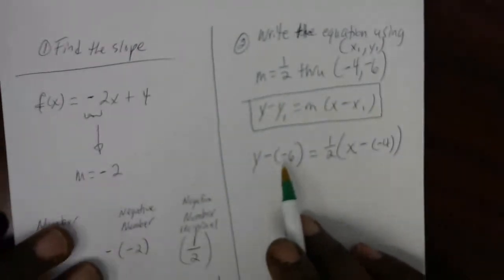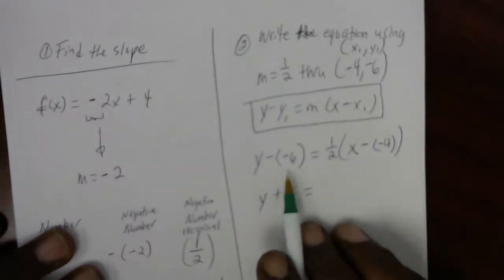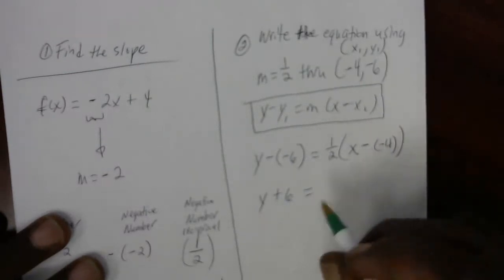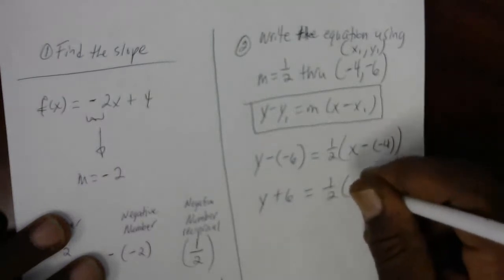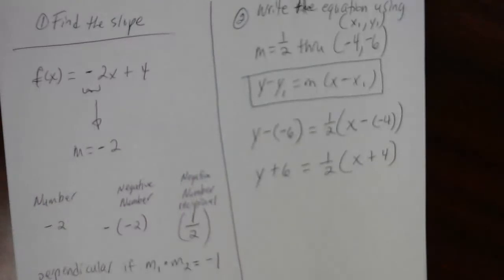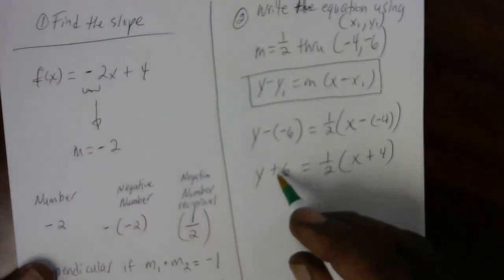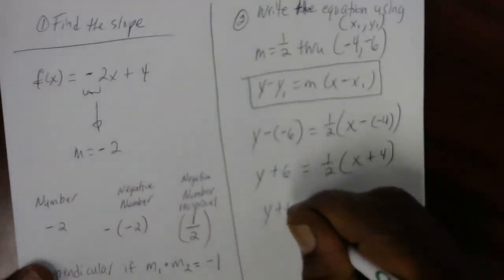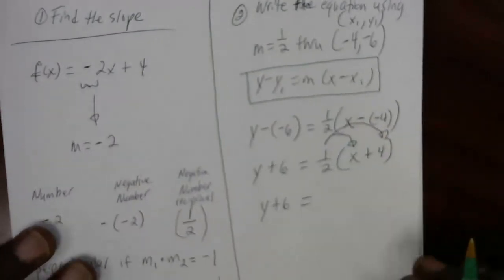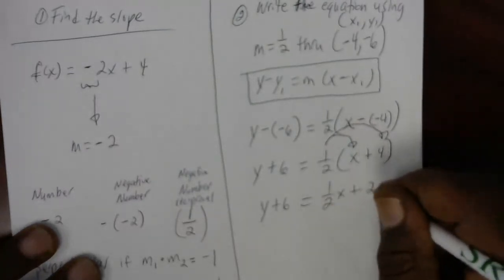On the left-hand side, the double negative gives us a positive, so I'm going to change my sign. I'm also going to change my sign on the right-hand side, so I have 1/2 times the quantity x plus 4. I'm going to bring down y plus 6. On the right-hand side, I'm going to distribute. So 1/2 times x is 1/2 x. Half of 4 is 2.